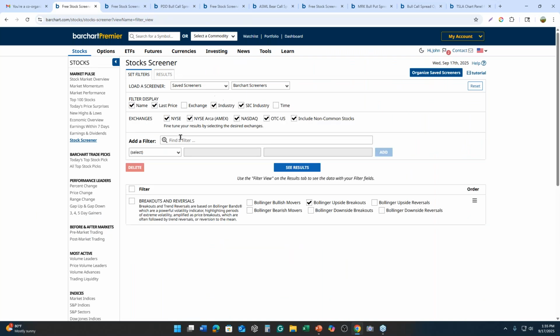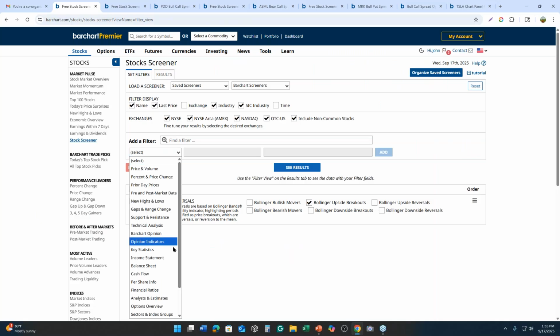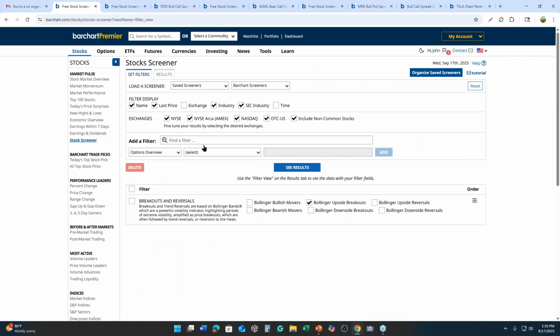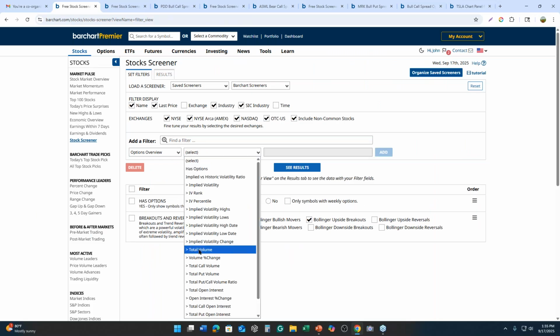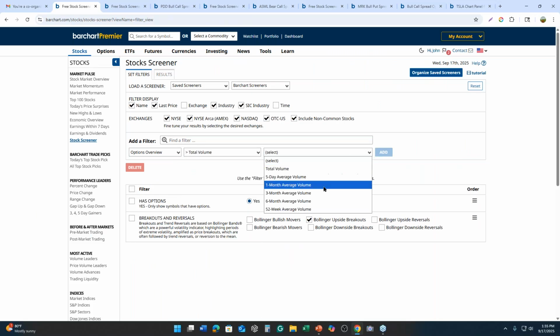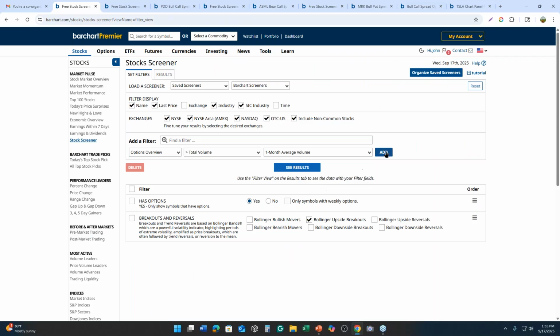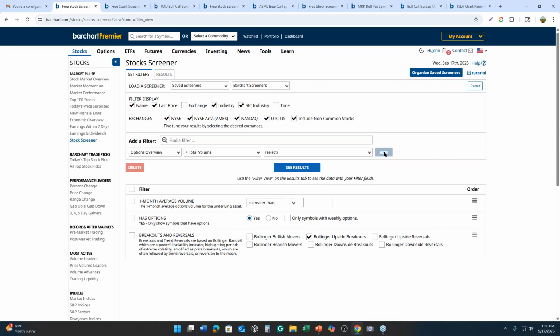So the first thing we're going to do is come in here and under select, I can just type in the word options, but I just want to show you where you can find it here. It says options overview. And does that stock have options? The other thing I'm going to do is look at total volume. Now, I want to see a consistent amount of volume on a daily basis over a month period. I'm not going to put a value in this one. We're just going to use this as a comparison in terms of our potential candidates.